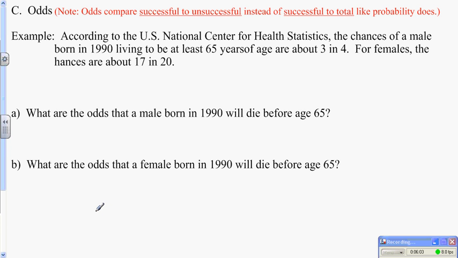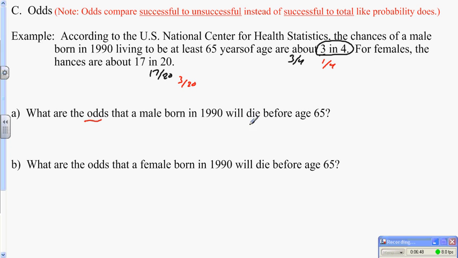Odds. Odds are taking a probability, which they say in this case the chances of a male born living to be at least 65 is 3 in 4, so 3/4 chance. For females, it's 17 out of 20. Now to clarify this, that means 1 out of 4 will die, and 3 out of 20 will die before their age 65. When I talk about odds, odds compare success to unsuccessful, or what you want to what you don't want. So the odds of a male being born in 1990 will die before age 65.